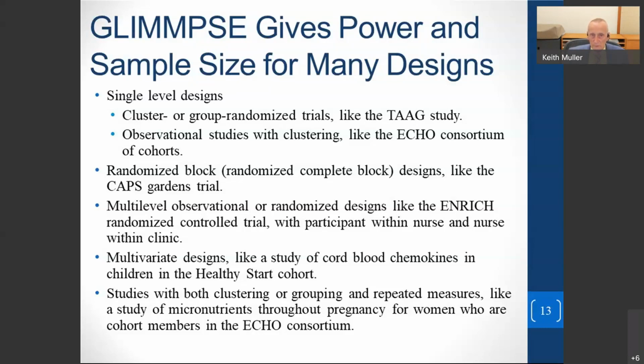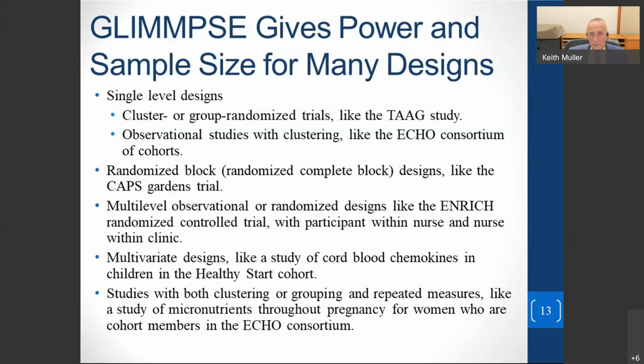You can sometimes call that a group randomized study, as in Dr. Murray's book. Observational studies with clustering. An example of that is ECHO consortium cohorts. ECHO is a large NIH-funded collection of projects. Randomized blocks design. An example of that is the CAPS Garden trial.